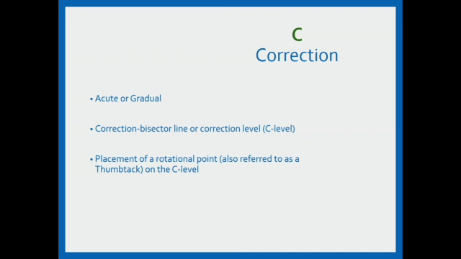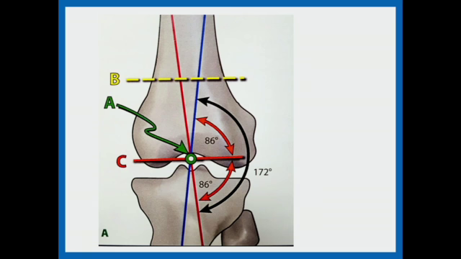Basically you find out a correction bisector line. So I'll come to that in the next slide. And then you take a thumbtack, which is the rotational point at the level of the C level. So what is the C level? C level is basically this line. So you have drawn the mechanical axis of the deformity. This is where the mechanical axis is meeting, which is the apex of the deformity. So then you take the obtuse angle, which is on this side, 170 degrees. You bisect that. So that is your C level, or the correction level.